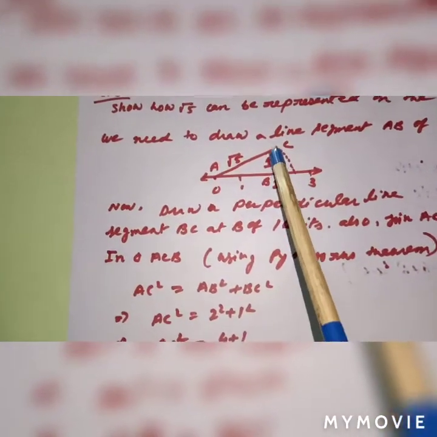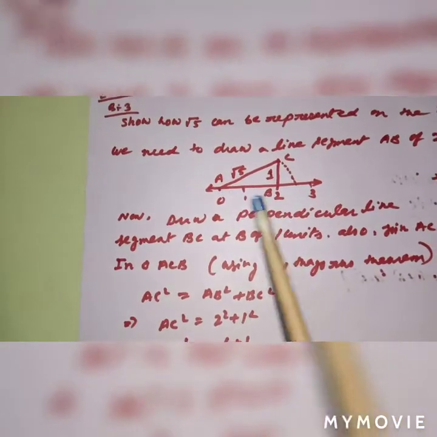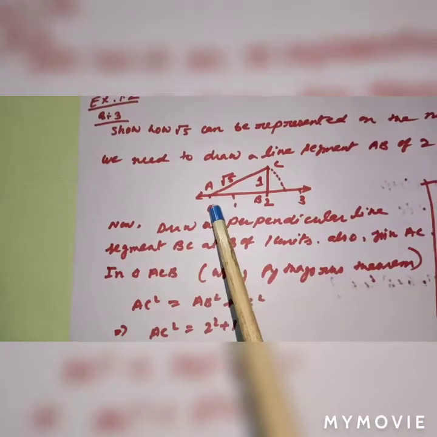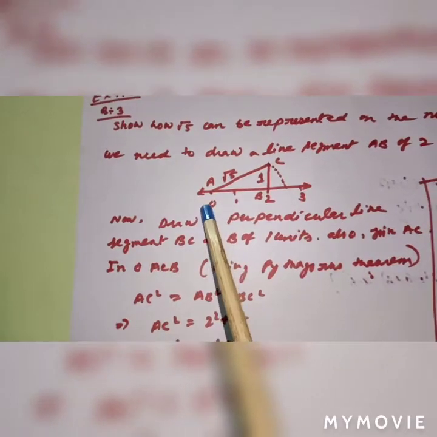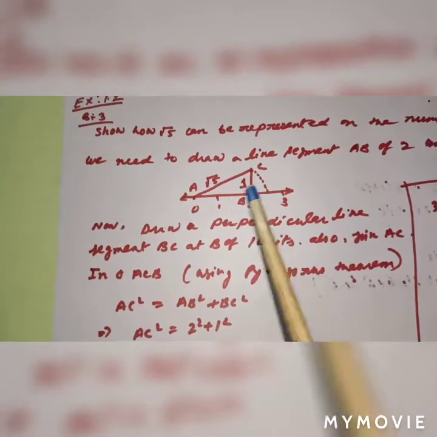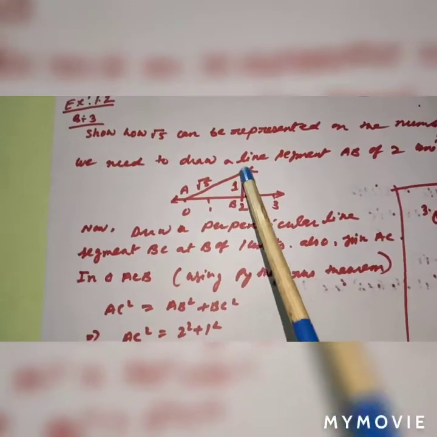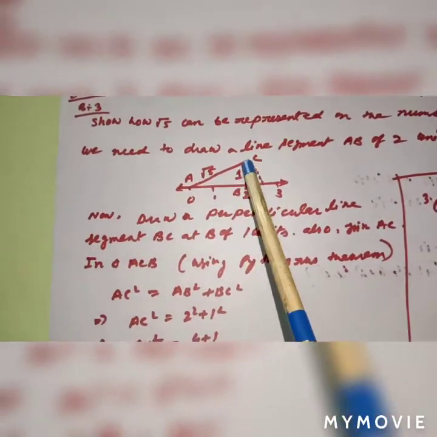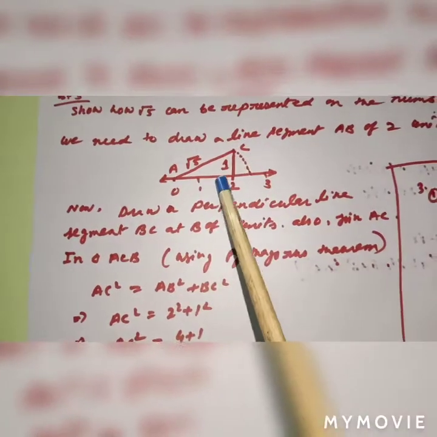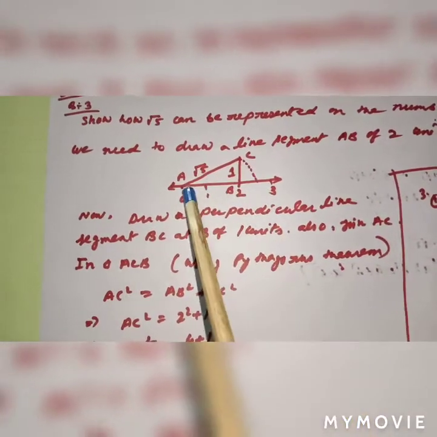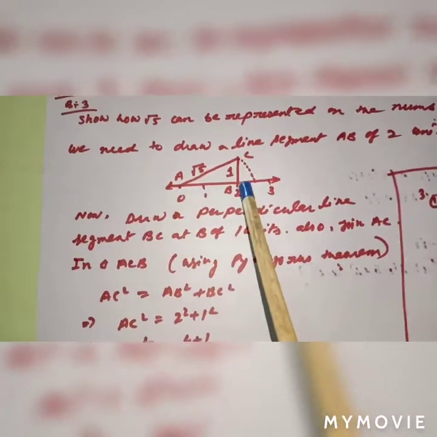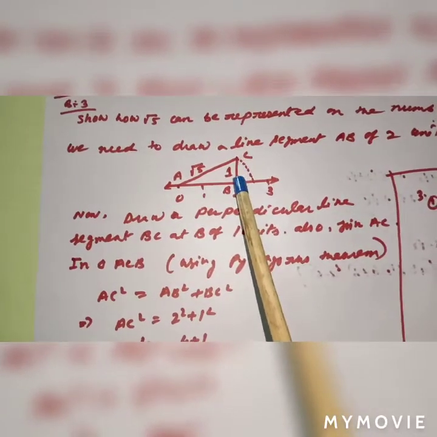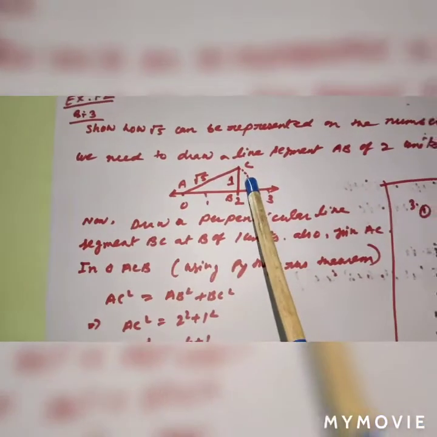Now draw a perpendicular. Suppose this is B, and this is O. So draw BC perpendicular to OB. Now what is the length of BC? The length of BC is 1 unit, that is, 1 centimeter. Now join OC. Since you are drawing BC perpendicular to OB, it is 90 degrees. That means OBC is a right angle triangle.